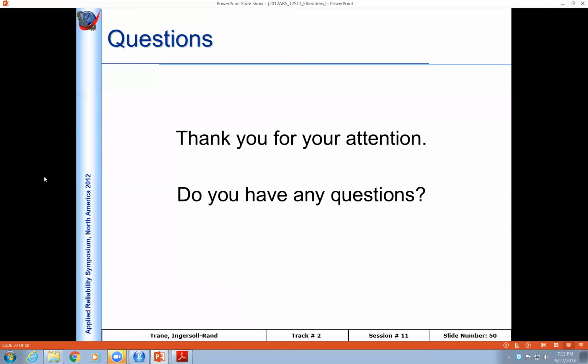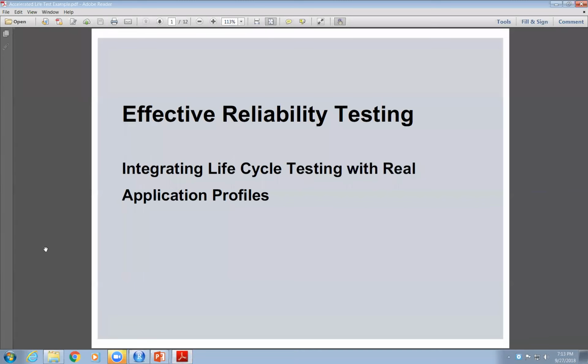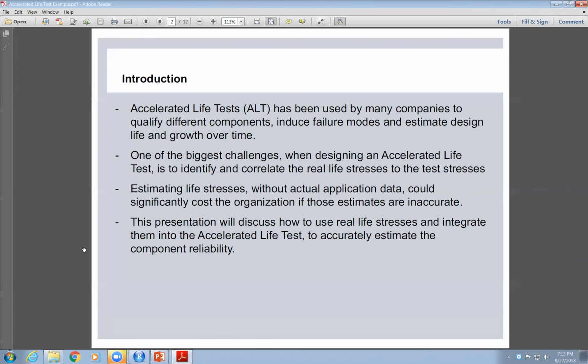The testing, I can do pretty quickly. It's a few slides. Yeah, thank you for the reminder. Okay, yeah. This test was done basically looking at lifecycle testing with the real life application profile. Thank you for the reminder. I forgot about that one. We talked about that one.